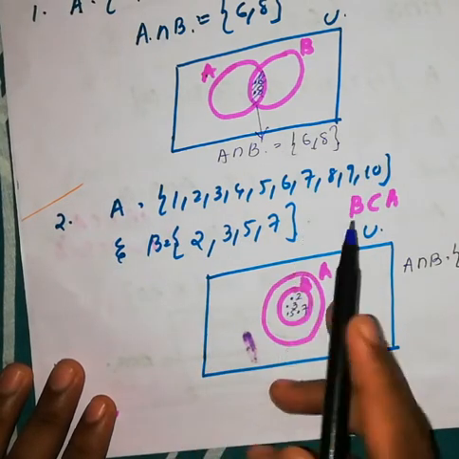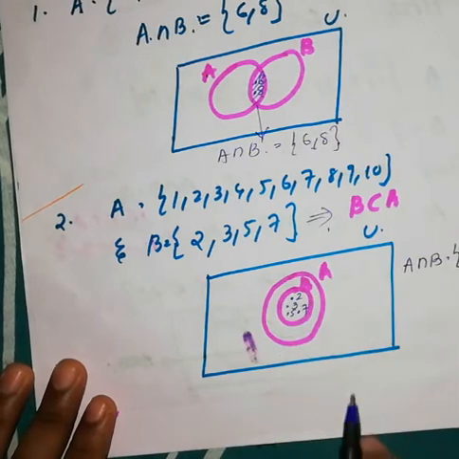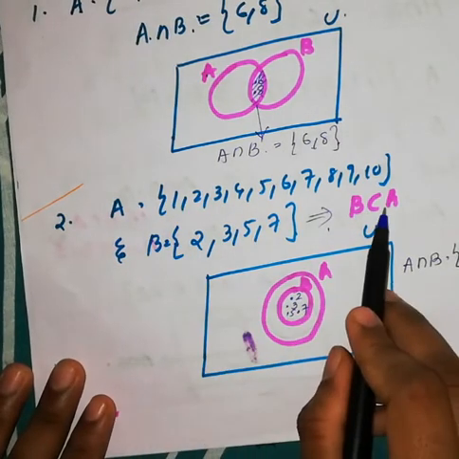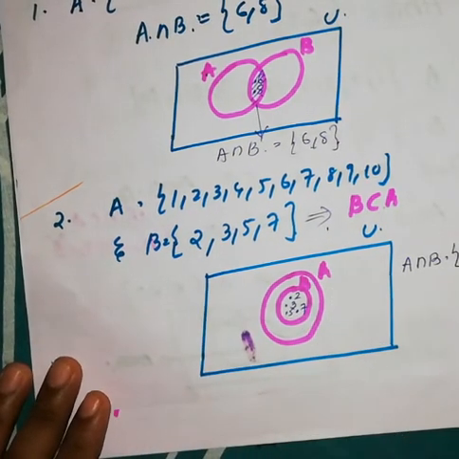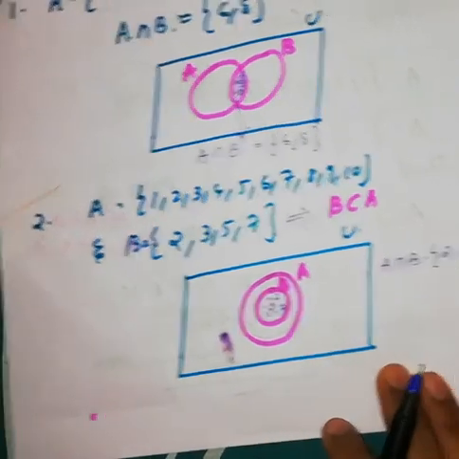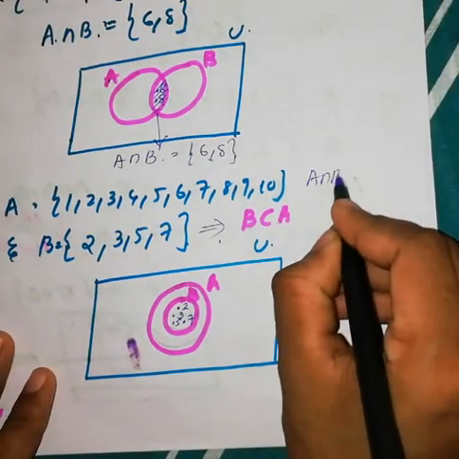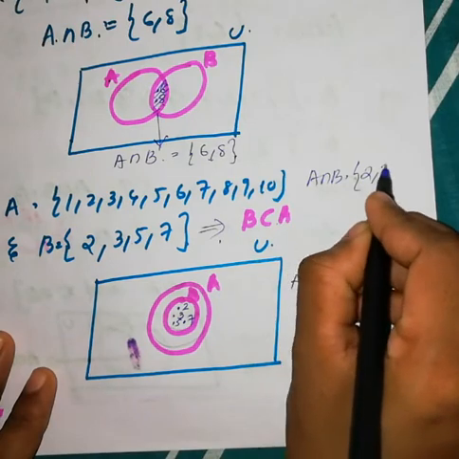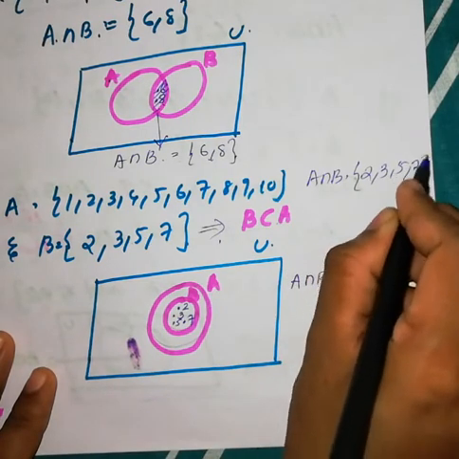And the next example, A is equal to 1 to 10 and B is the set 2, 3, 5, 7. From this we can easily say that B is a subset of A. So what is the intersection? A intersection B is equal to B itself. That means the elements of B: 2, 3, 5, 7.